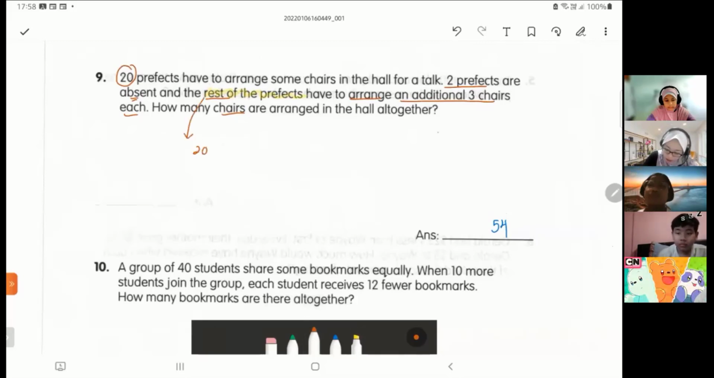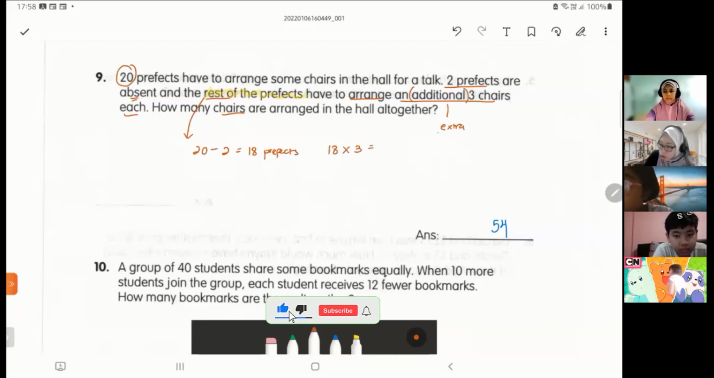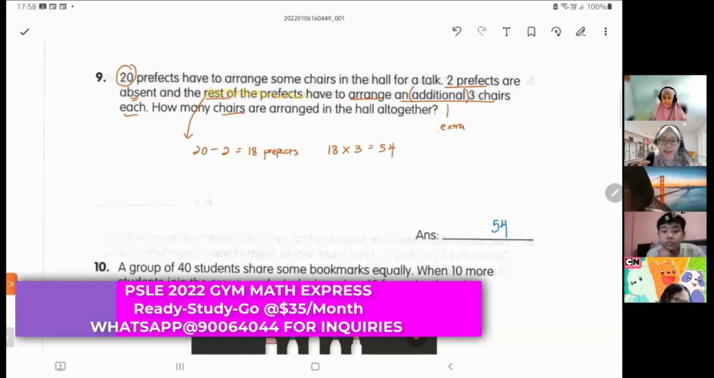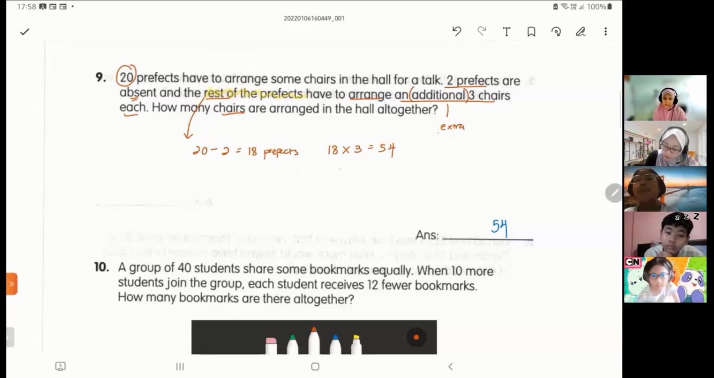You take 20 of them, you take away 2 who are absent, I get 18. So I have 18 prefects left over. What or how many extra chairs does these 18 prefects have to do? I want to find the extra. So you take 18 times 3 equals 54. So you know that we have 54 extra chairs, right?